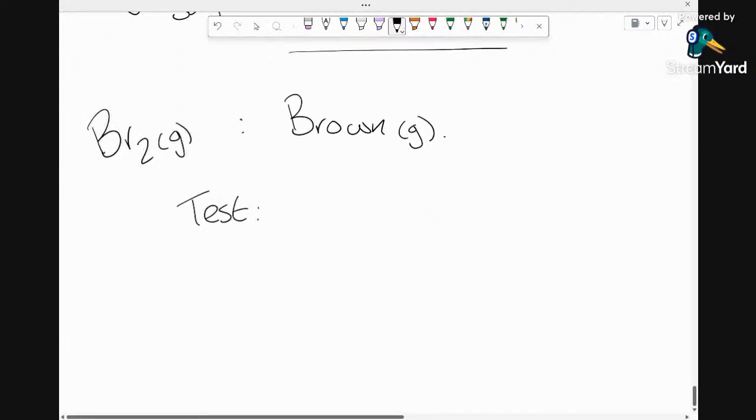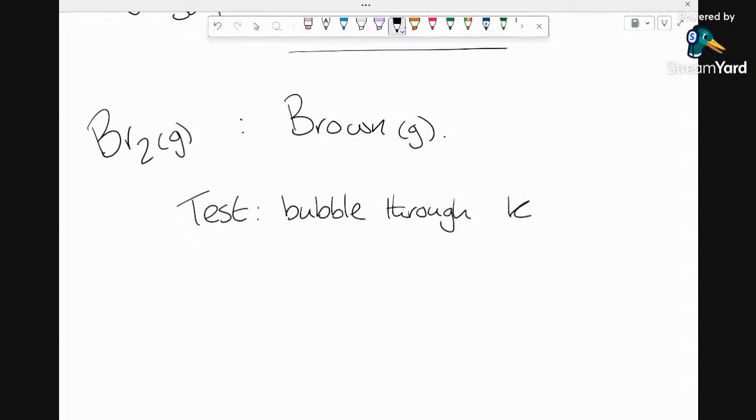The test for bromine gas is to bubble through. I love the fact that I lost a B. It's my dyslexia coming out. Bubble through potassium iodide aqueous. So potassium iodide solution. And what will happen, the observation, is it will turn red-brown.